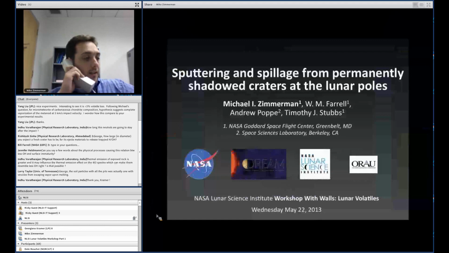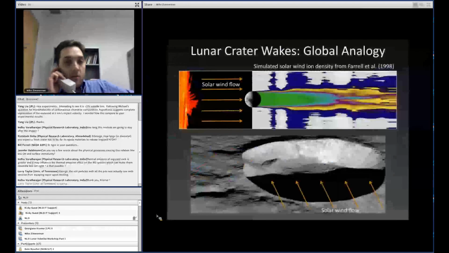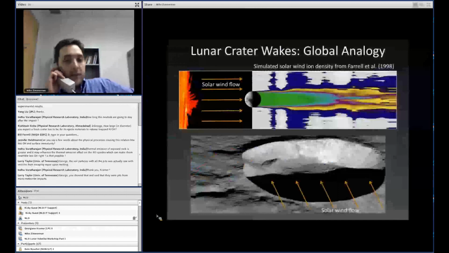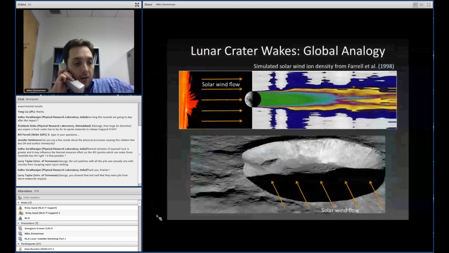I want to talk today about some simulations we've been working on to directly model volatile sputtering and transport in permanently shadowed craters at the lunar poles. As the title suggests, we're really interested in how the solar wind interacts with permanently shadowed regions at the poles. Do the protons in the solar wind sputter material away or implant? How does this depend on crater morphology? How does topography modulate the sputtering process within these regions?